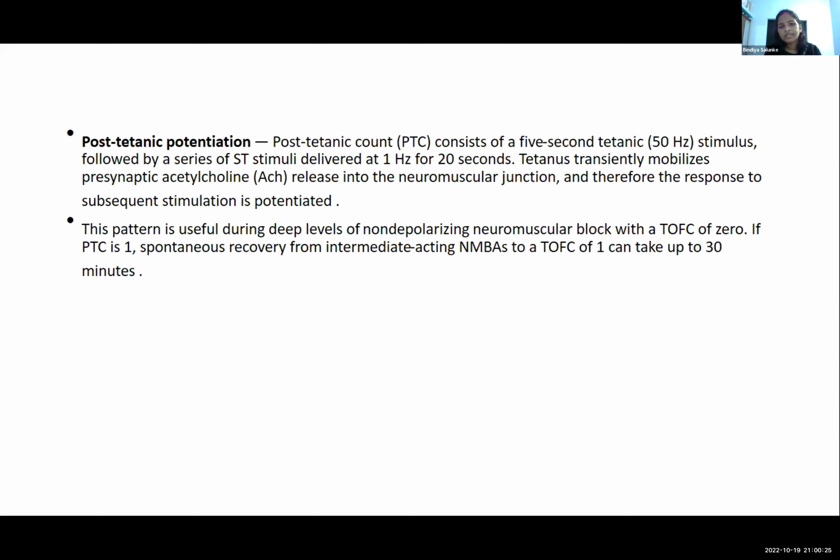Post-tetanic potentiation. Post-tetanic count consists of 5 seconds of 50 Hz stimulus followed by a series of single twitch stimuli delivered at 1 Hz for 20 seconds. Tetanus transiently mobilizes presynaptic acetylcholine release into the neuromuscular junction, and therefore the response to the subsequent stimulation is potentiated. This pattern is useful during deep levels of non-depolarizing neuromuscular block with a TOF count of 0. If PTC is 1, spontaneous recovery from the intermediate acting neuromuscular blocking agent to a TOF of 1 can take up to 30 minutes.